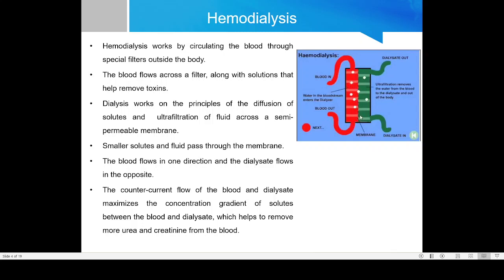The two are closely attached with another membrane. So by means of osmosis, the waste materials will be pumped into the dialyzing solution. This process is known by the name hemodialysis.